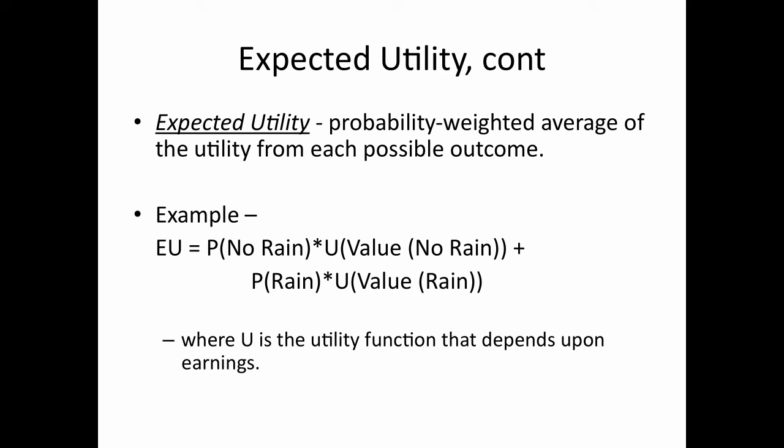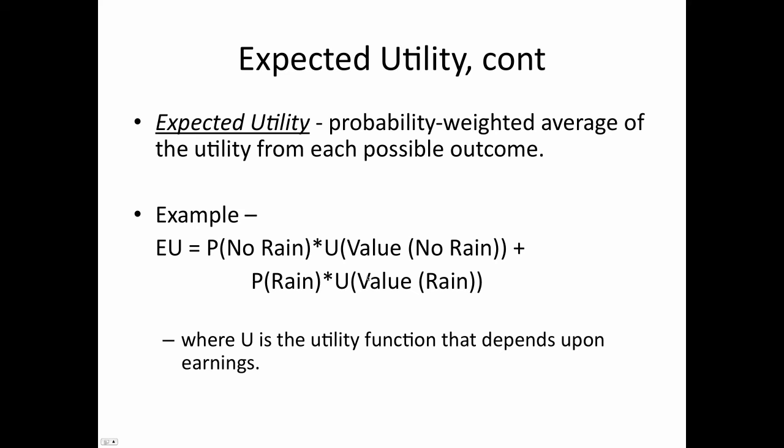To put some meat on the bones, as it were, let's go back to the example of the promoter. In this case, expected utility would simply be the probability of no rain times the utility associated with the value of the money that I earned had it not rained, plus the probability of rain times the utility I get from the value that I earn when it does rain.